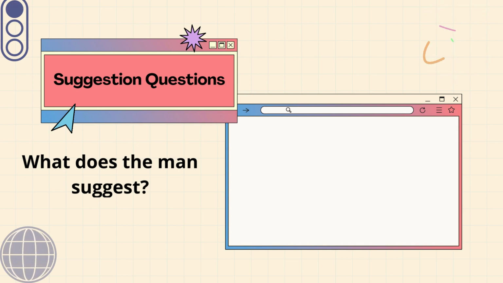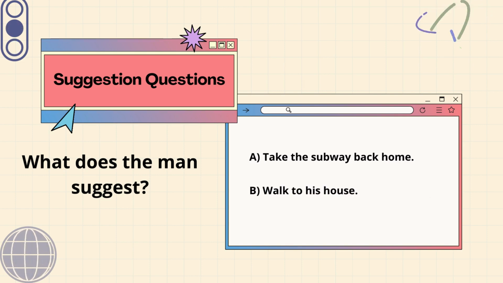Suggestion questions are about giving advice. What does the man suggest? Take the subway back home or walk to his house. These examples are advice for traveling, but you can find any other topic.